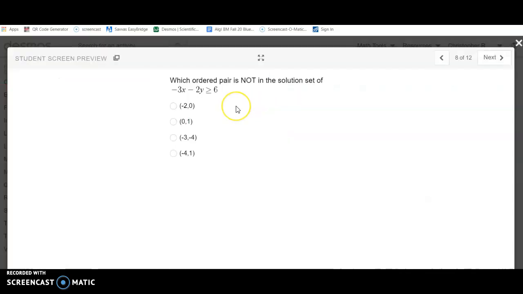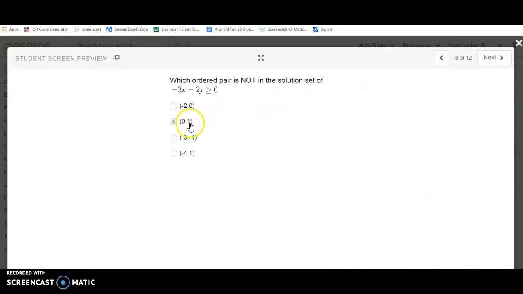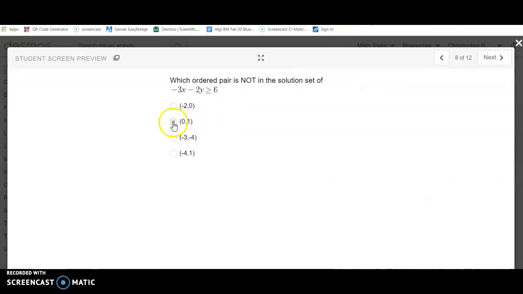So here we go. First point, -2, 0. Go to my graphing calculator, go to -2, 0. That is right on the line. This line is solid. Since it is solid, it is part of the solution. So this one is part of the solution. So now I'm going to go to 0, 1. 0, stay right there, 1. I go up 1. It's in the white area. So that's the one I'm going to pick. So I go back, it should be this one.